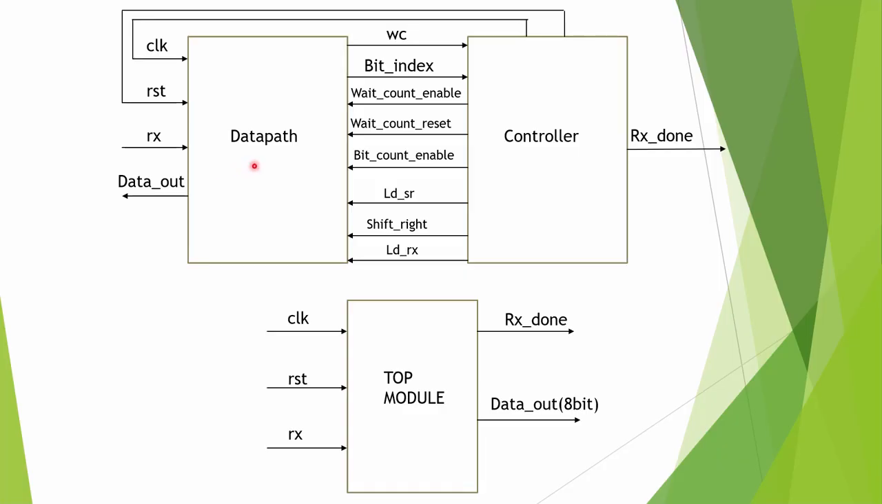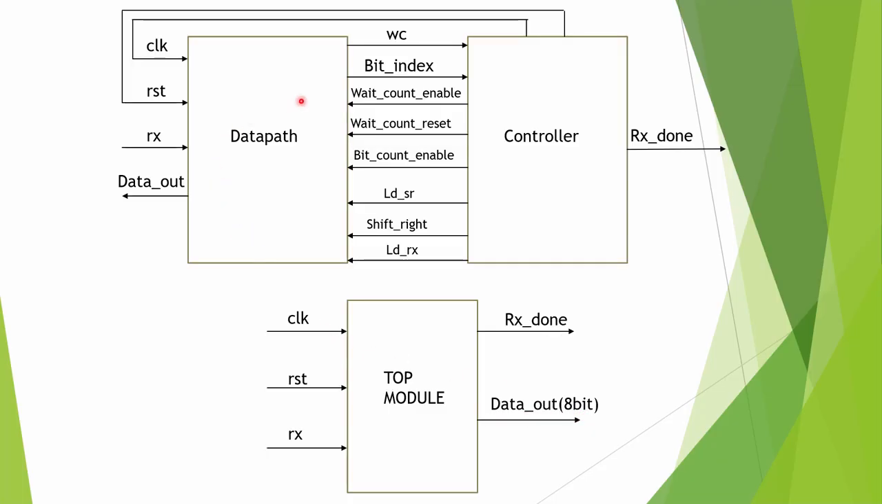This is the data path controller and top module of our UART receiver. In the top module, the clock, reset and Rx signals will be sent. The Rx signal is basically the start bit, 8 data bits and the stop bit, which will be fed sequentially to the UART receiver. When all the bits have been received, the Rx done signal will be high and the 8 data bits will be shown on the LEDs.